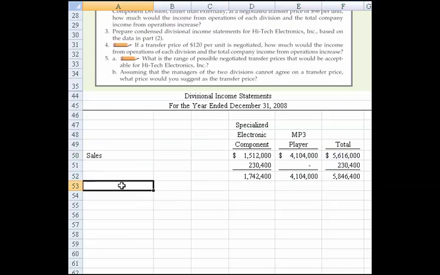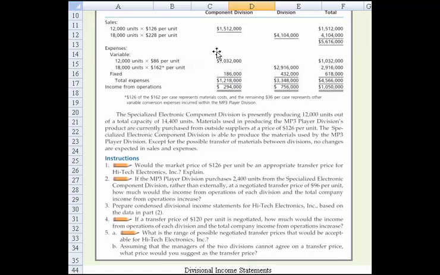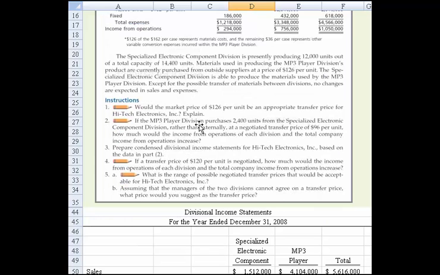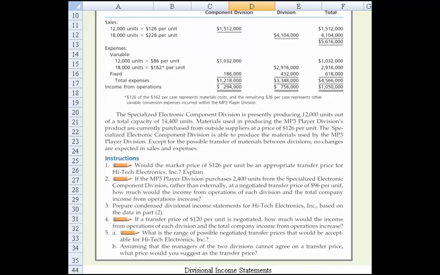Okay, then we need to compute the expenses. The expenses consist of variable expenses, so we'll type in variable, and I'll indent that a little bit. And we know that there was, what, 14,400 units. Let's take a look at this for Specialized Electronics Components. Okay, I slid it up.